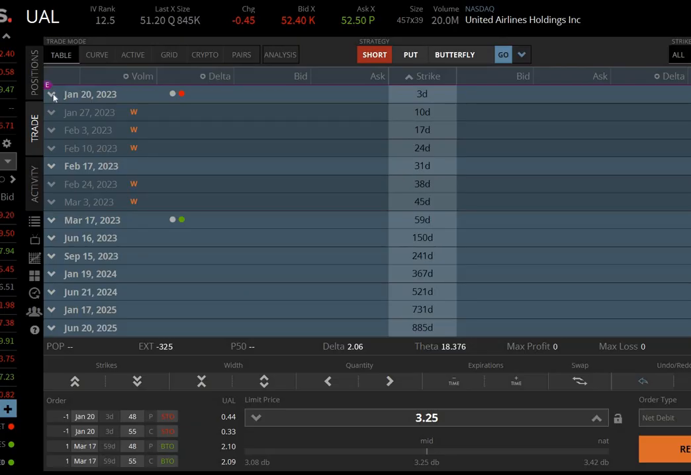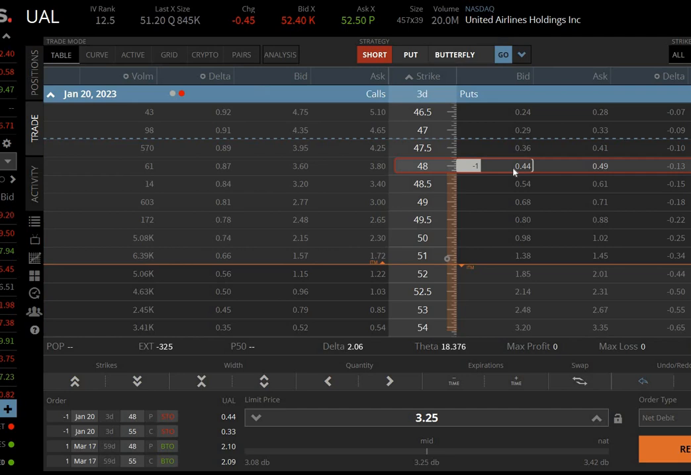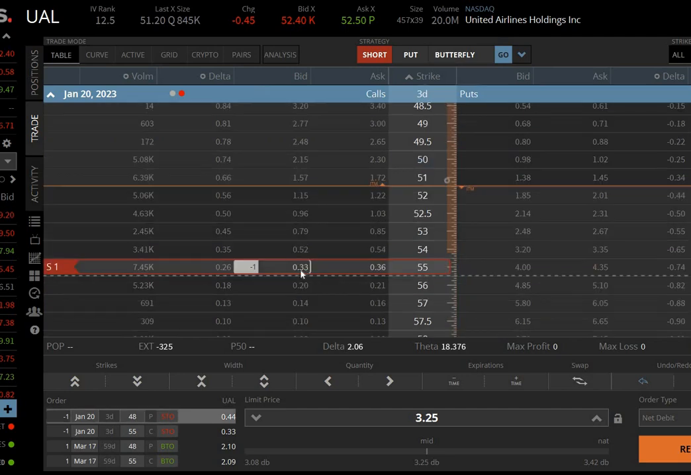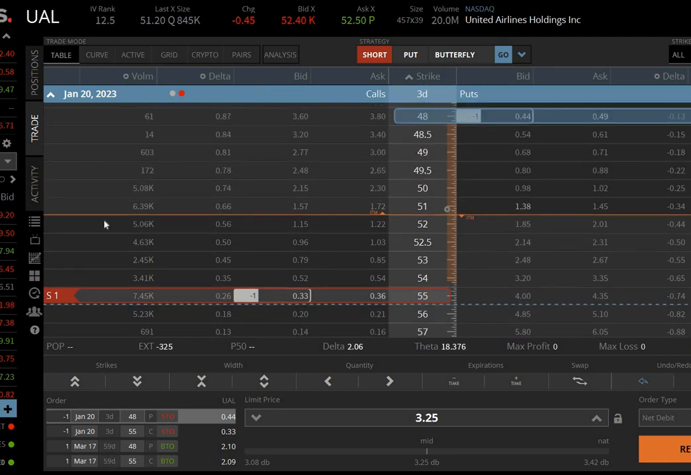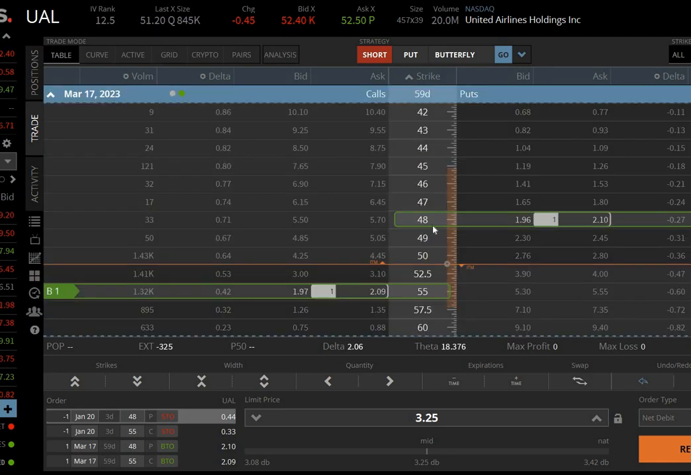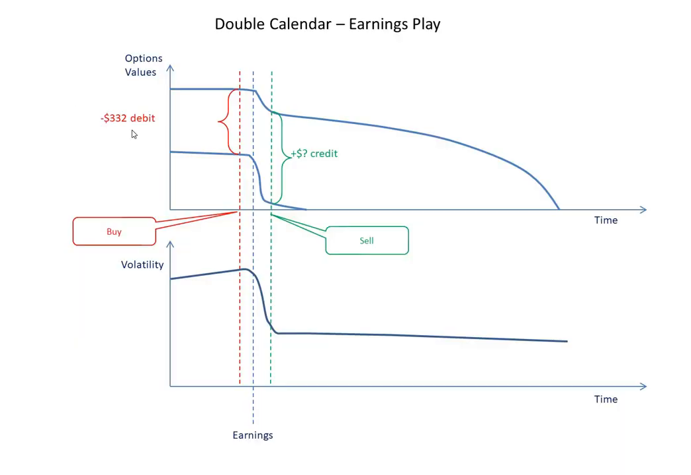I sold a January strangle, the $48 put option and the $55 call option, and I collected 77 cents for this. And at the same time, I purchased the strangle with the same strikes, so the 48 put and the 55 call, but expiring in March. So this trade cost me $3.32. So it's a debit trade. And what I'm hoping for is that tomorrow I'll be able to close it for a higher value than that.